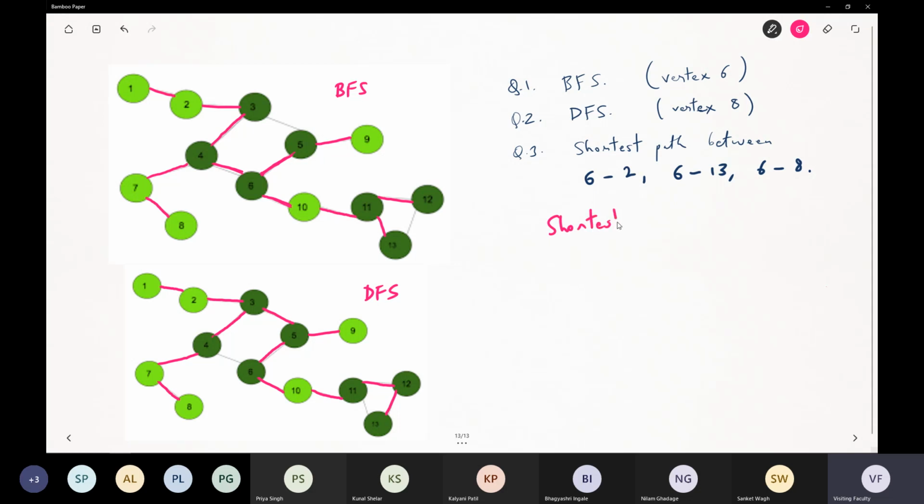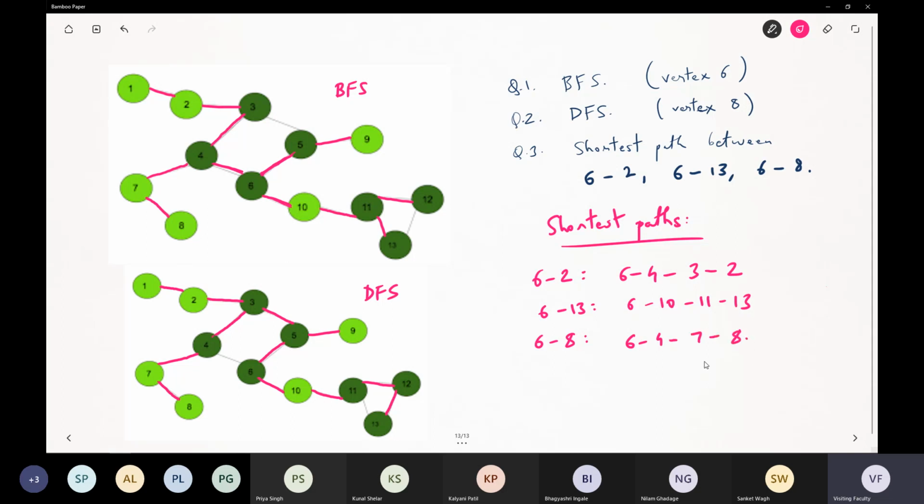So now the shortest paths. For 6 to 2, shortest path is now 6, 4, 3, 2. From 6 to 13, just go on tracing this. 6, 10, 11, 13. From 6 to 8, 6, 4, 7, 8. So these are the shortest paths. Okay, very important. Otherwise, you'll make mistakes. Very important. Whenever you want to find the shortest path between two vertices, your BFS should start from one of those two vertices. Okay, not arbitrary.